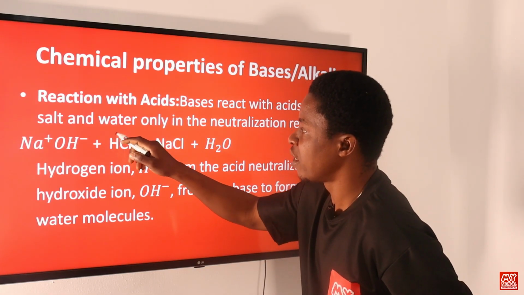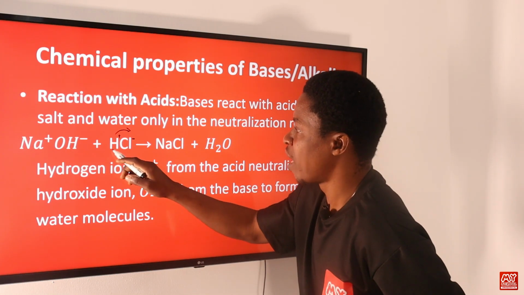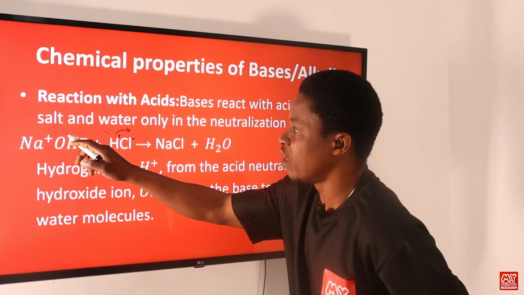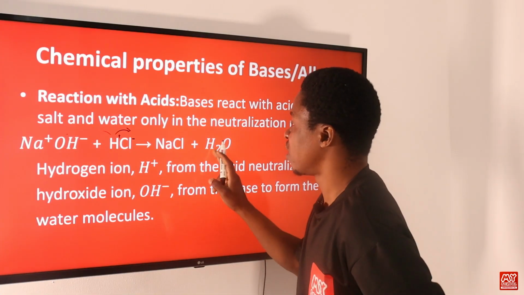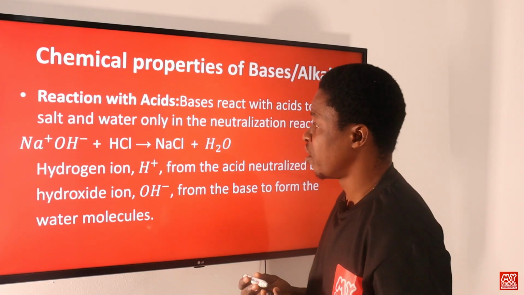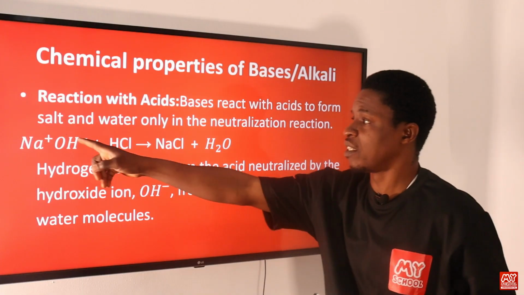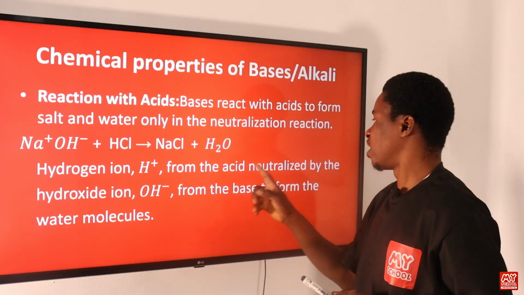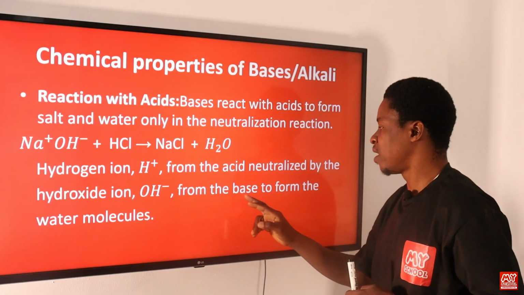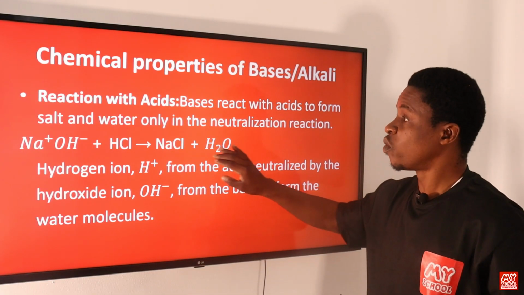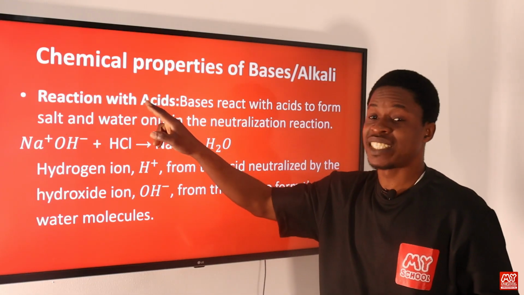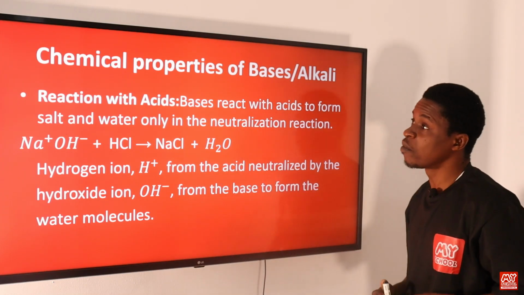displace this hydrogen from here. When it displaces it, sodium stays here. You have sodium chloride formed, which is what we have here. Then this hydrogen that was displaced reacts with this OH here to form H2O, which is the water we have here. So that's what happens in the neutralization reaction. We can also have the hydrogen ion, the H positive from the acid, neutralized by the hydroxide ion or hydroxyl ion from the base to form the water molecules that we have here. So that's the first chemical property of bases. They react with acid in a neutralization reaction to form salt and water. Let's move on to the next slide now.